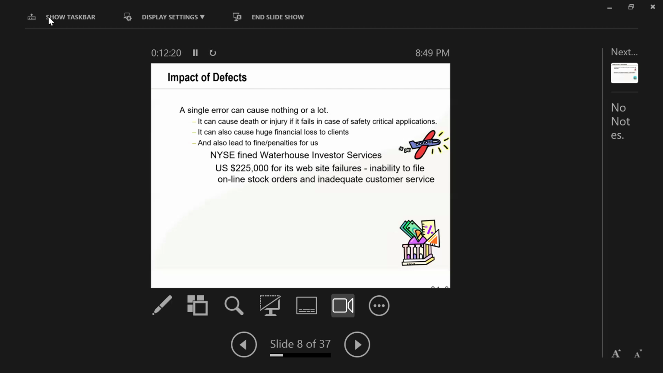Okay, it costs something, it has penalties. The New York Stock Exchange fined Waterhouse Investor Services $225K for its website failures, inability to fill online stock orders, and inadequate customer service. It costs something, right? In the stock market, if something goes wrong, the business is gone, right? That's what will definitely happen.